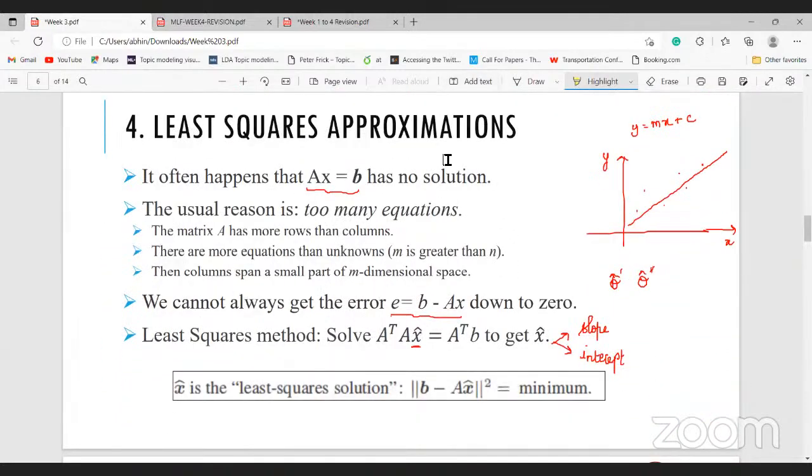Okay. Next is least square approximation. Least square approximation is used when we have too many equations to solve. So now suppose I want to calculate 3 variables, but I have more equations than required. I have more data than needed. In those cases, the column spans a large dimension. So what happens in that case?